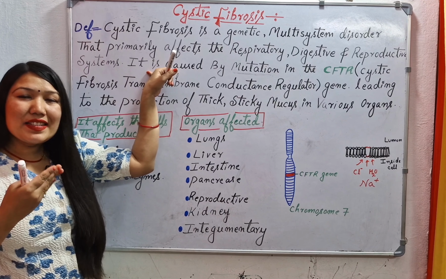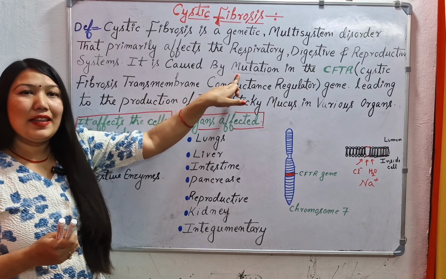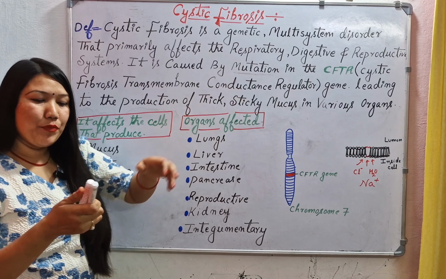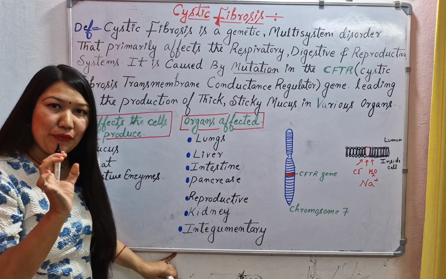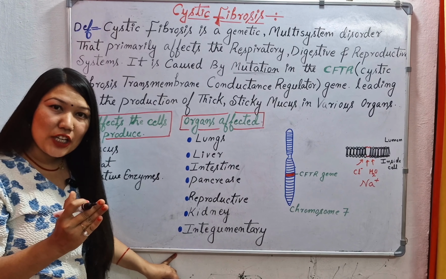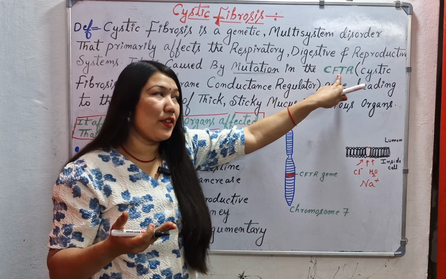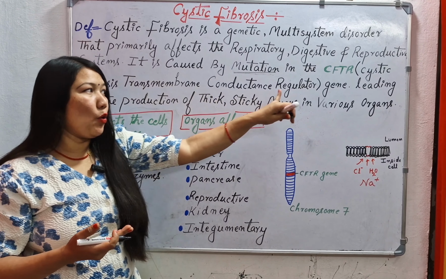So why is this condition generated in the patient? It is caused by a mutation. There is some deletion or mutation in a gene. So which gene? There is a mutation in the CFTR gene. This condition is caused through the deletion or mutation in the CFTR gene. So what is the full form of CFTR? That is cystic fibrosis transmembrane conductance regulator gene.